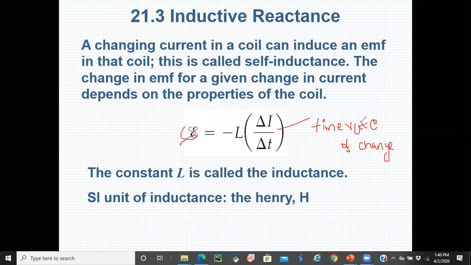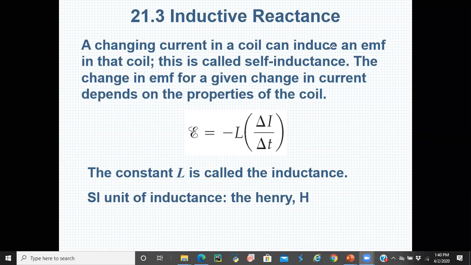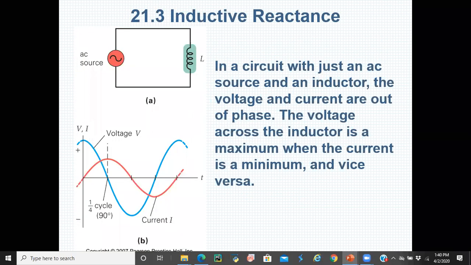The constant term here, L, is called inductance. The SI unit of inductance is the Henry. So this is the circuit having inductance, which is a pure inductive circuit. In this circuit, just an inductor is connected to the source, and voltage and current are opposite in phase. Like the capacitor, they are opposite in phase.